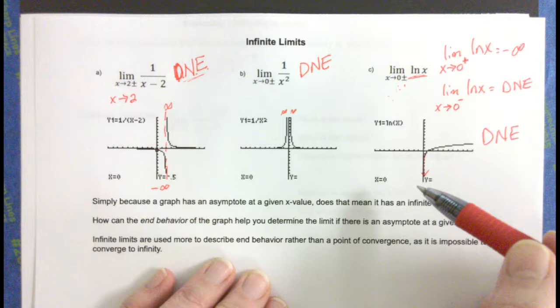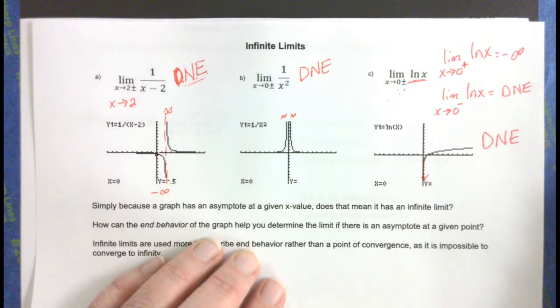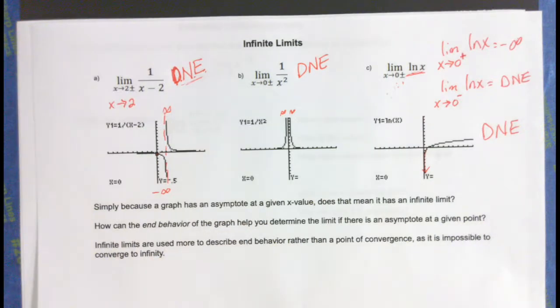Okay, so let's look at this one. It will have a limit as x approaches that value from the left, and it will have another limit as x approaches that value from the right. But if either one of those is infinity and not just a number, like 7, then the general limit as x approaches that value would not exist.